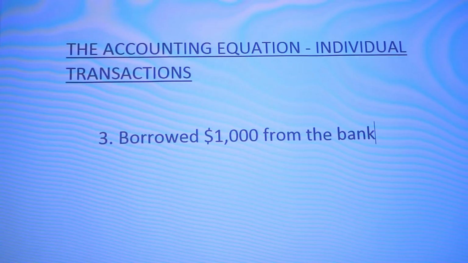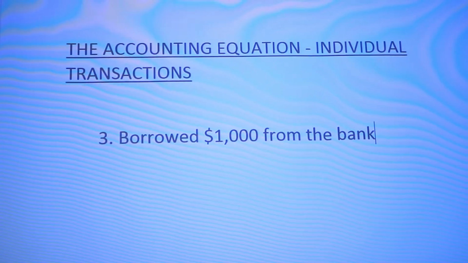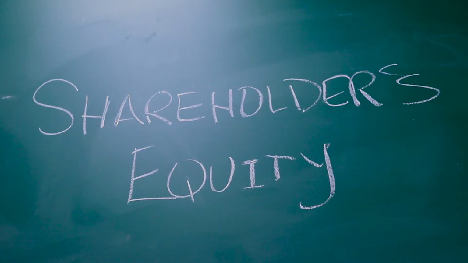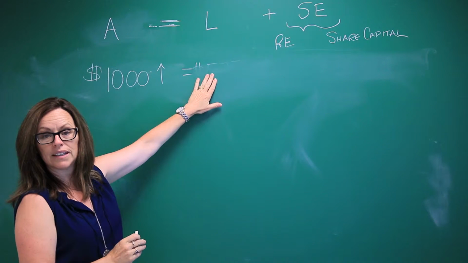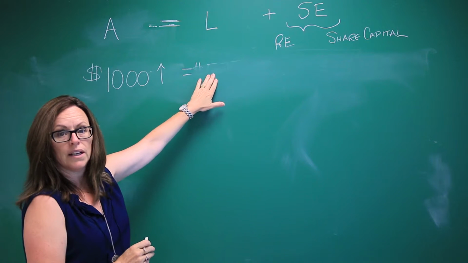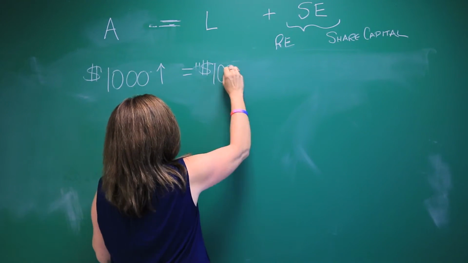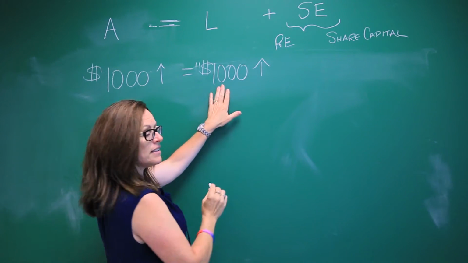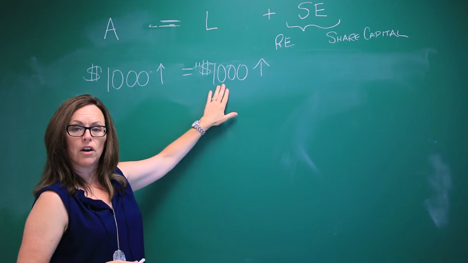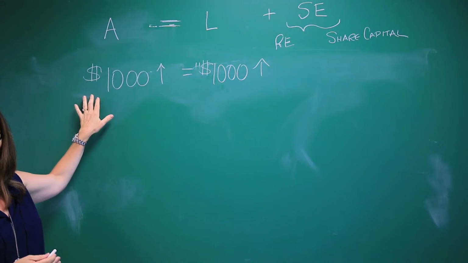And to keep this in balance, where are we going to record? It's not shareholder equity. In this case, again, it's a liability. And it's going to be a bank loan payable. That has gone up $1,000. So their liabilities, their debts have gone up $1,000 and their assets have gone up $1,000.